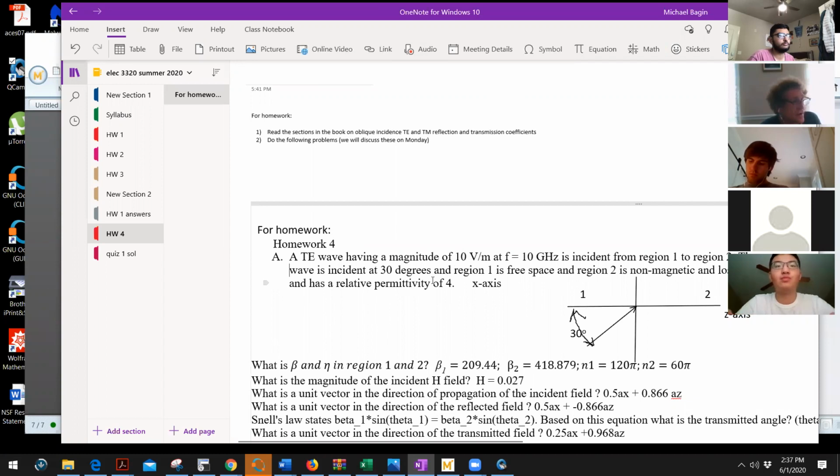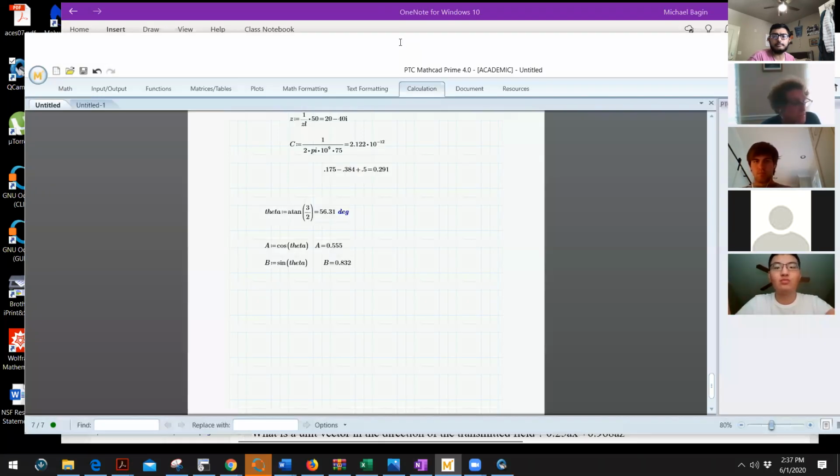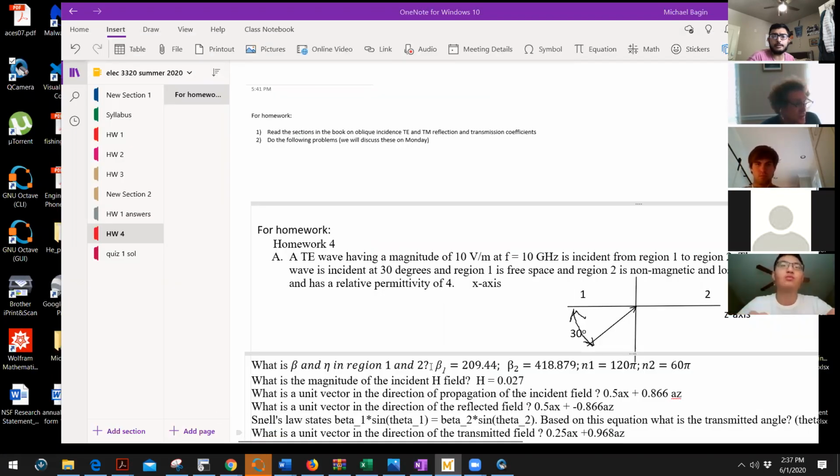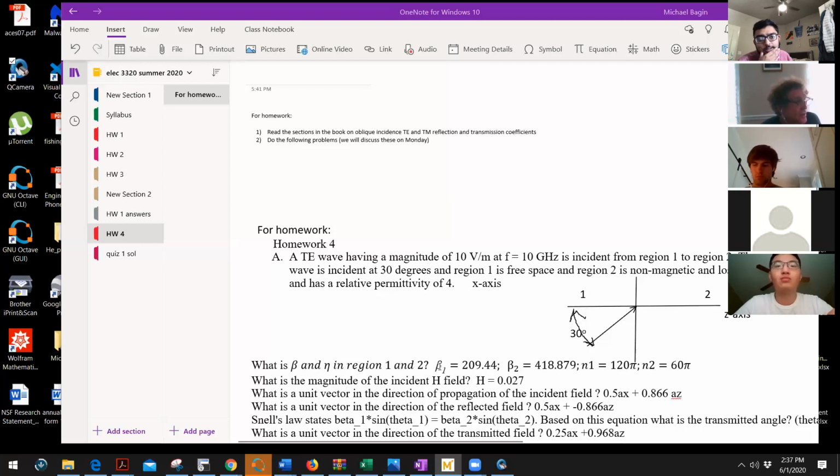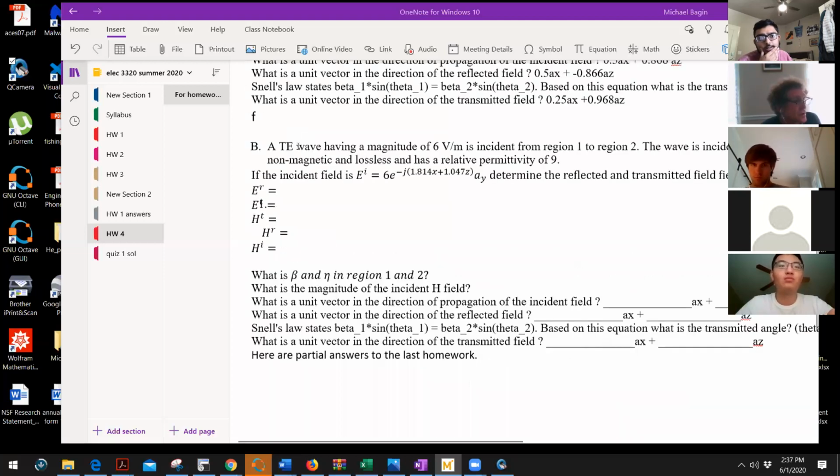A TE wave having a magnitude of 10 volts, and the one under it. This one, right? There's a problem under it. Oh, this one? Yes. Okay. Yeah, we can do this one, no problem at all.